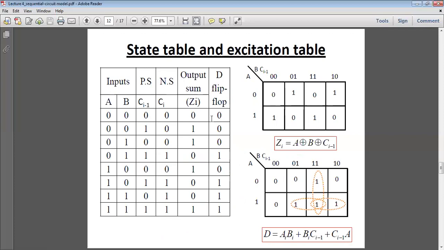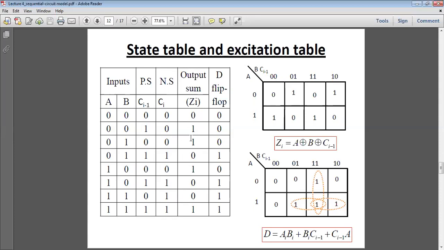What is the D input for the D flip flop? We know that in case of D flip flop, Qn plus 1 is equal to D. So here what was Ci, that is the next state, is equal to D: 0 0 0 0 0 0 1 1, like this. Easily the D flip flop input you can find out. So this is the state table and excitation table.